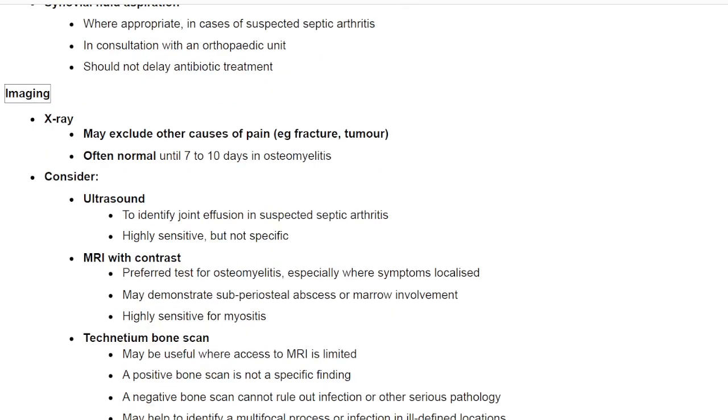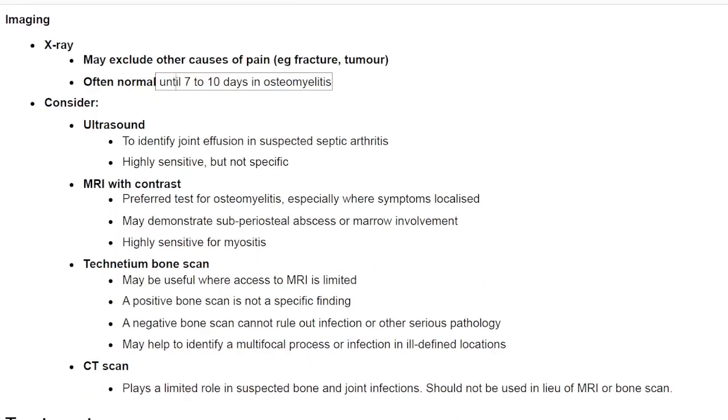Imaging. X-ray. May exclude other causes of pain, e.g. fracture, tumor. Often normal until 7 to 10 days in osteomyelitis. Consider ultrasound to identify joint effusion in suspected septic arthritis. Highly sensitive, but not specific.